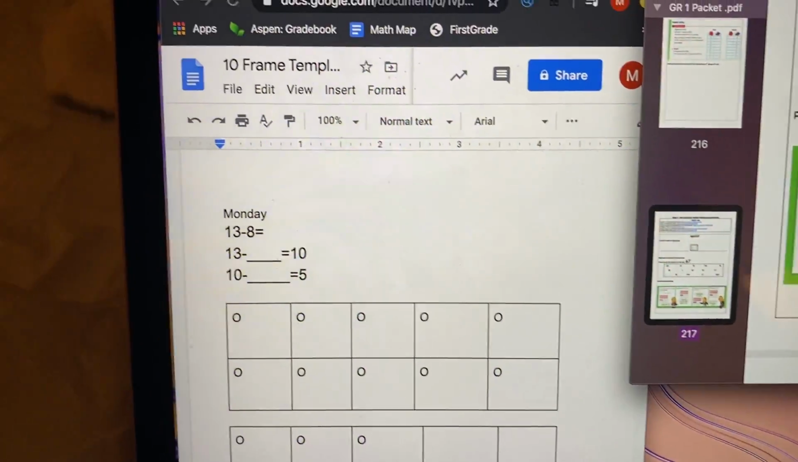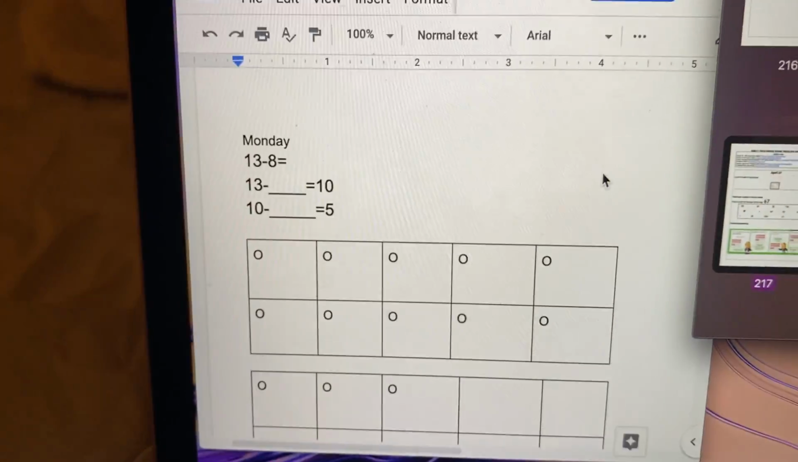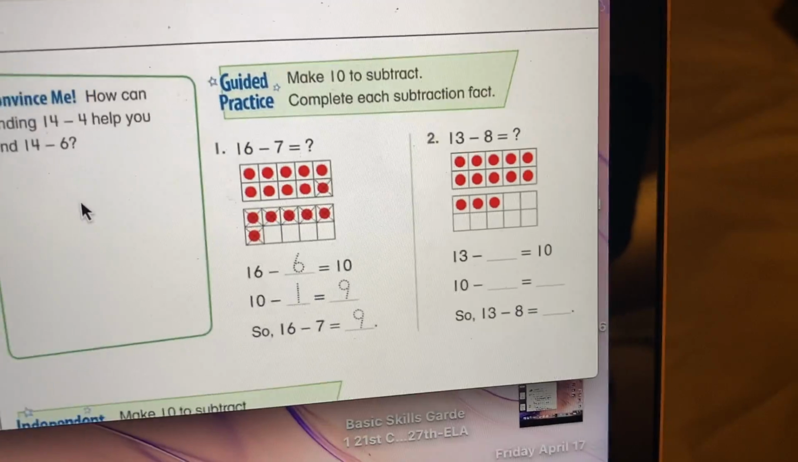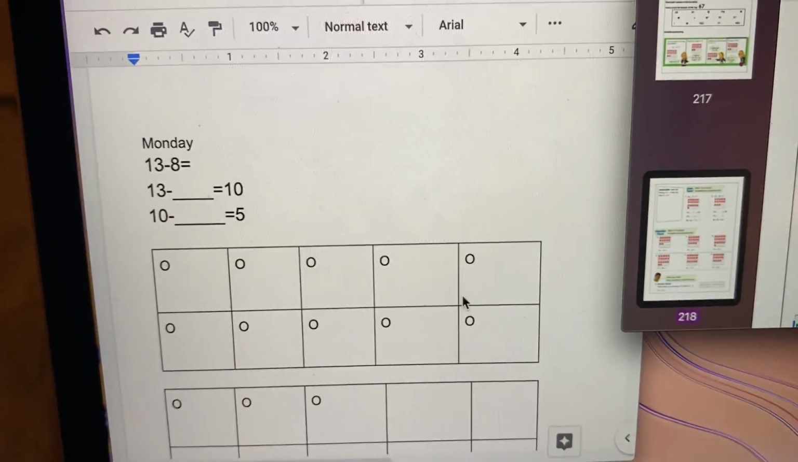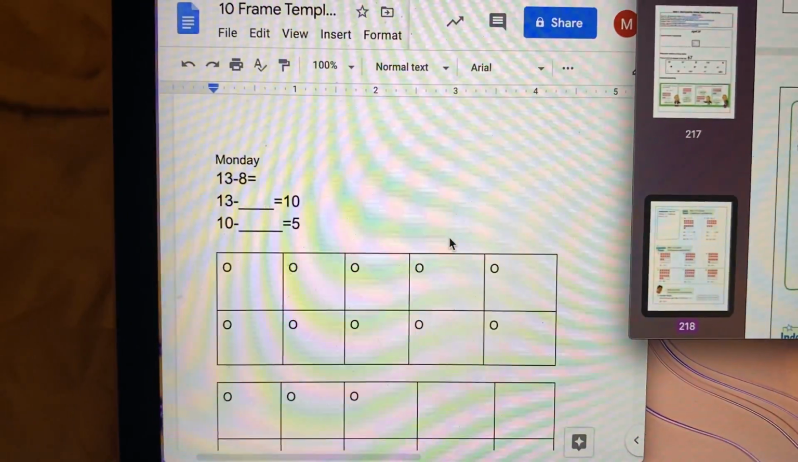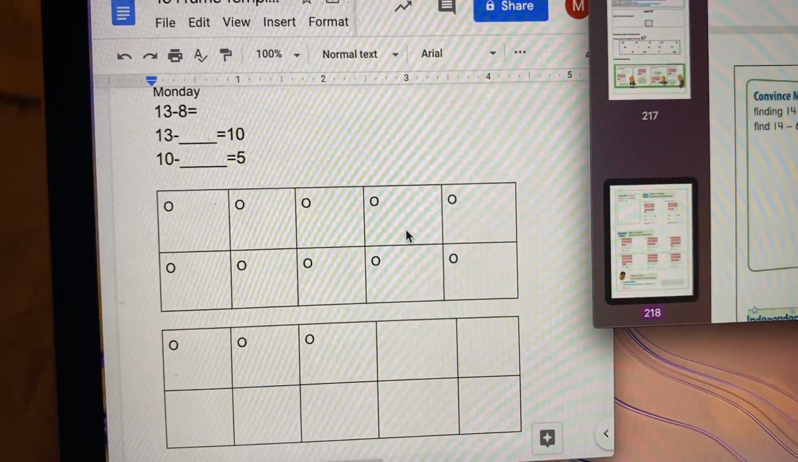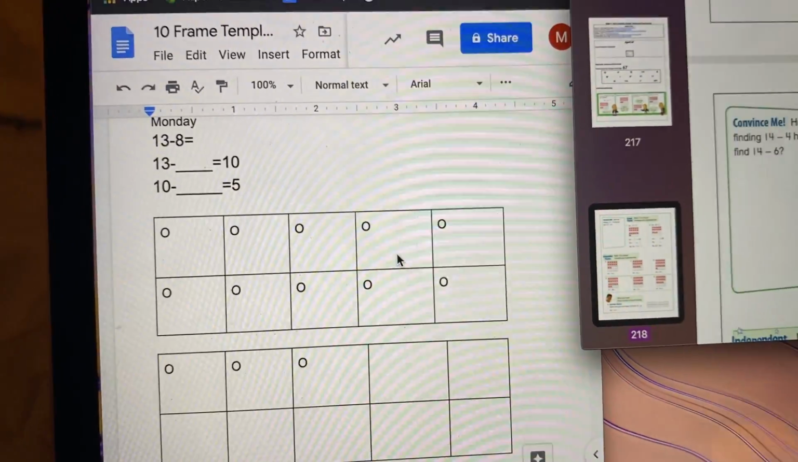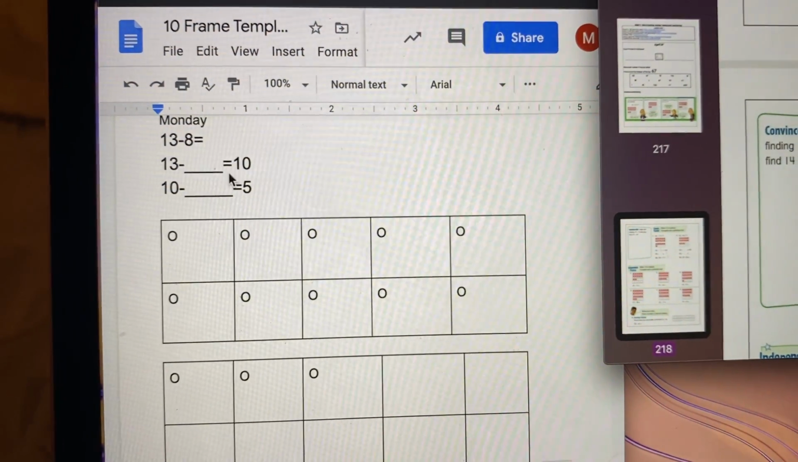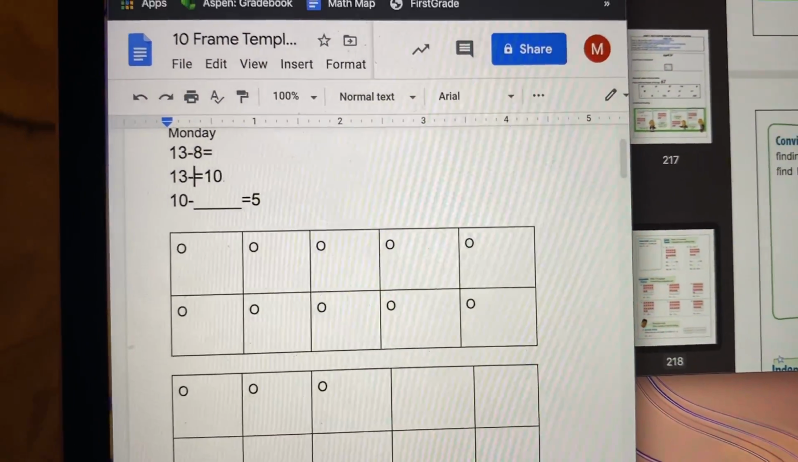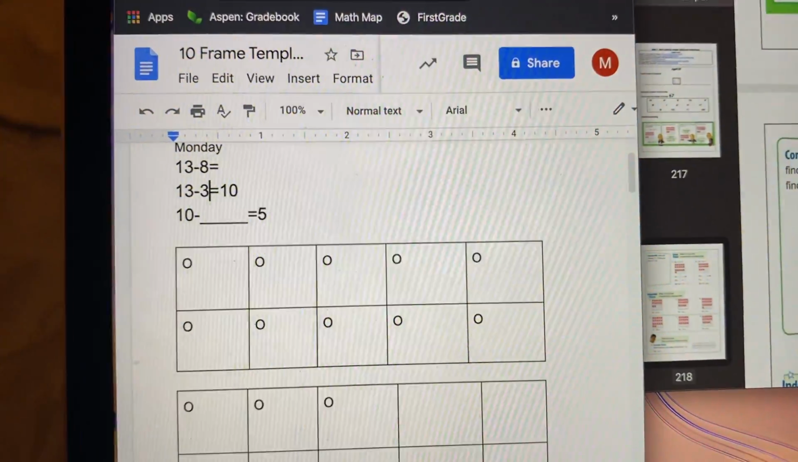So now we're going to come over here and do an example together. This is number 2 in your packet for Monday. So we have 13 minus 8. And we have our 10 frame with 13 in it. So first I'm going to get to 10. Again, 10 is a friendly number. So all I have to do is subtract 3 to get to my 10.